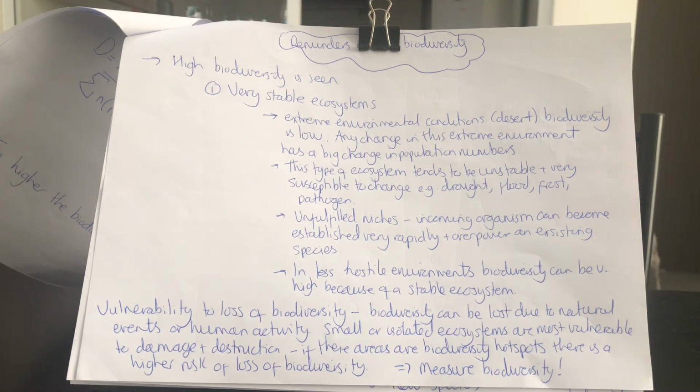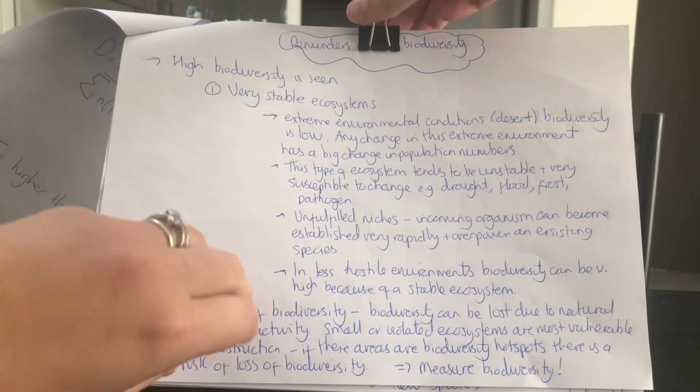If these areas are biodiversity hotspots, there is a higher risk of a loss of biodiversity because obviously there's more biodiversity there in the first place. So all of this means really that it's important that we do measure and regularly keep an eye on biodiversity so that we know what's happening and we can try to put measures in place to stop this loss.